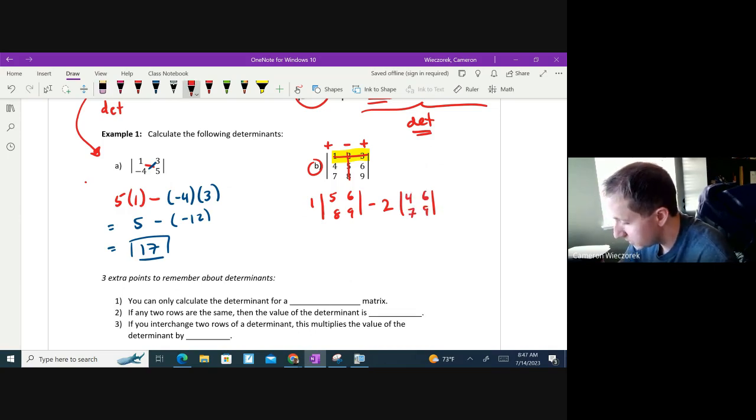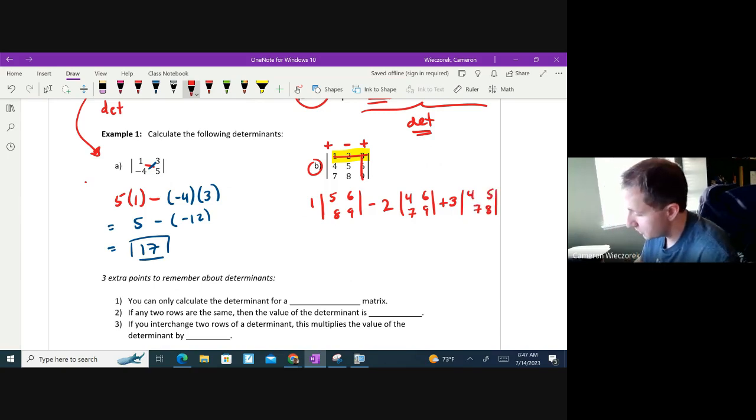And then last but not least, I'm going to cross off first row, third column to get rid of the entry that contains 3. And I'm left with the little submatrix, back to positive plus 3 times the determinant of 4, 5, 7, 8. And then I'm just going to compute these individually.